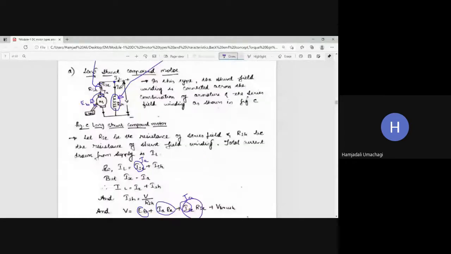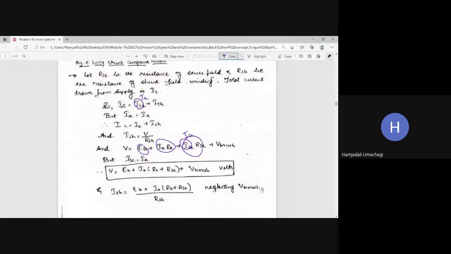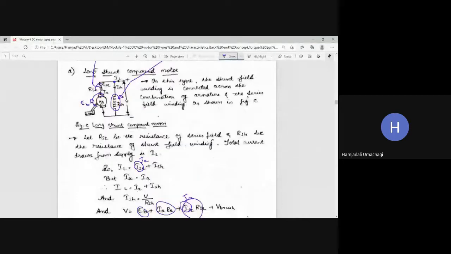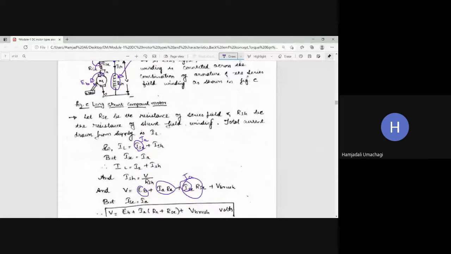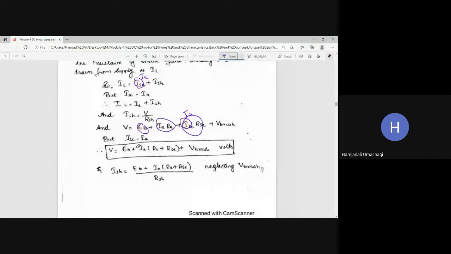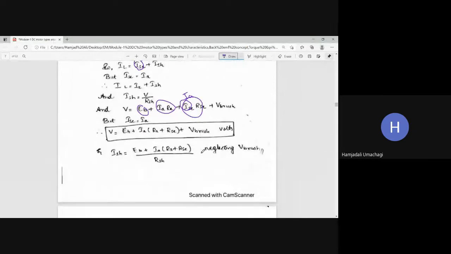ISH is equal to V by RSH, but what is my V value here? We have just seen V is given by the first loop KVL. First loop KVL is EB plus IA RA plus ISC RSC plus V brush. So the applied voltage V is given by EB plus IA into (RA plus RSC) plus V brush. Substitute the entire equation, then this will be the equation for the field winding current ISH by neglecting V brush. If the value of V brush is small, then you can neglect it. So this is all about the long shunt DC compound motor.